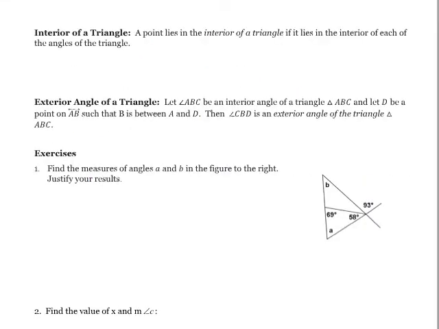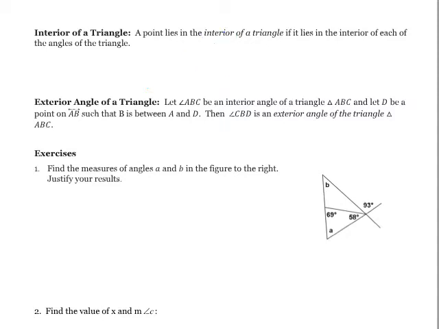The interior of a triangle. The interior of a triangle, again, is pretty much self-explanatory. A point lies in the interior of a triangle if it lies in the interior of each of the three angles. So if you have a triangle ABC, then the point on the interior would be in between A, B, and C, because it lies within all three angles.